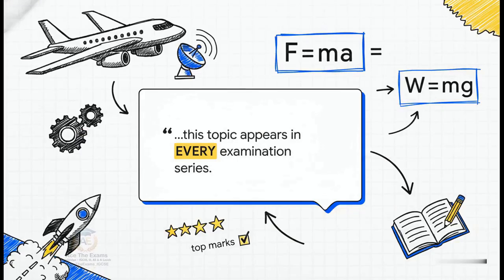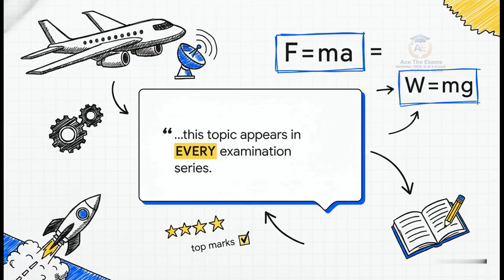Okay, let's dive into this reality check right now. This topic appears in every examination series. Literally every single time you sit down for a mechanics paper, without fail, this incoming heavy aircraft is going to pop up on your radar. Mastering Newton's laws, understanding exactly how to deploy F equals ma and weight equals mg is not just some casual suggestion from your teachers. It is a strict, non-negotiable requirement if you want to clear the runway and achieve those top marks. The examiners know perfectly well that this is a cornerstone of mechanics, and they're absolutely going to test your limits on it.